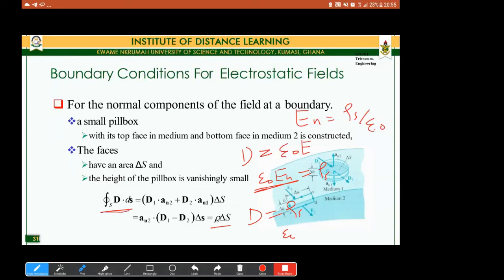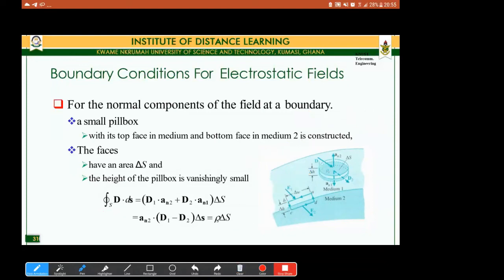Now, if you want the integral of D dot dS, you must add the normal component in medium one and medium two. So in medium one here, you have D1 times aN2, because it's in the direction of aN2. And then in medium two here will be D2 times aN1. But because they are in opposite directions, they are going to subtract. And because these are unit vectors, aN2 is the same thing as aN1. So we can just use one, aN2, and then the negative value equals rho s dS.